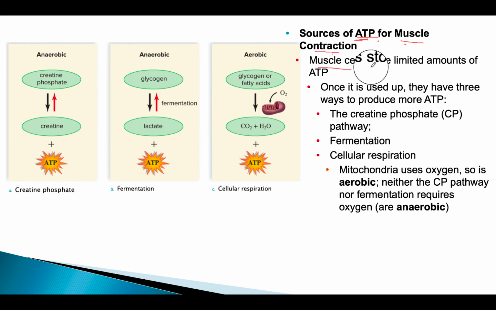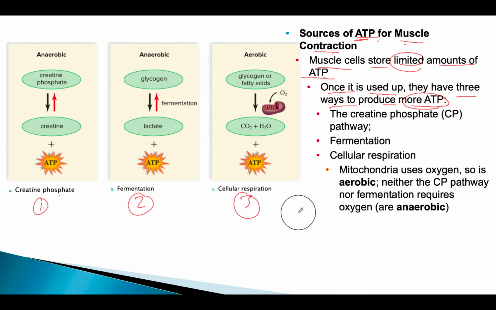Muscle cells store limited amounts of ATP. So we do have ATP stored in our muscle cells, but it is limited. Once it is used up, meaning it's all gone, they have 3 ways to produce more ATP. What are these 3 ways? The first way is creatine phosphate. Second is fermentation. Third is cellular respiration.